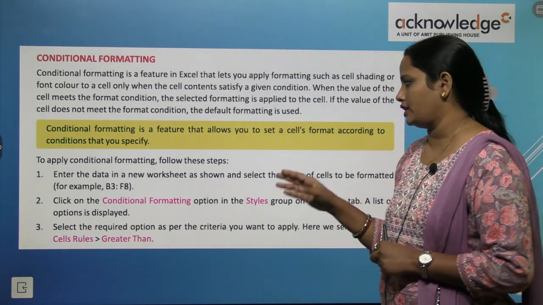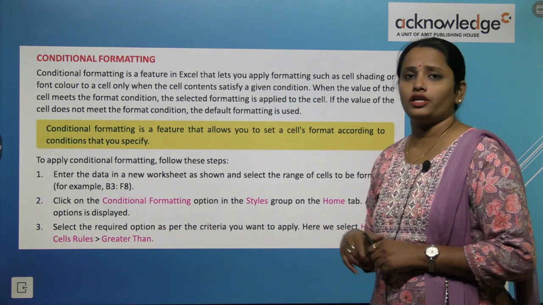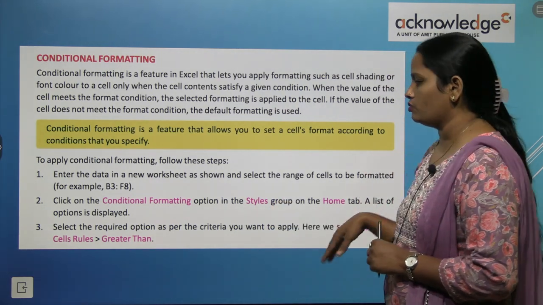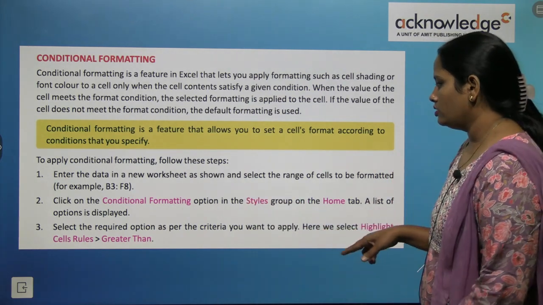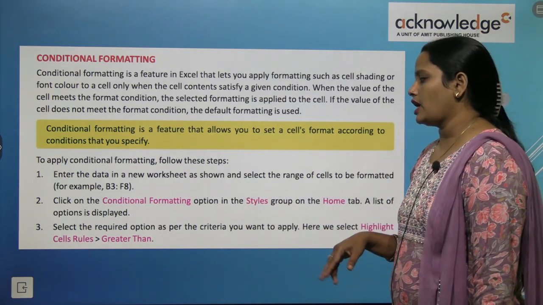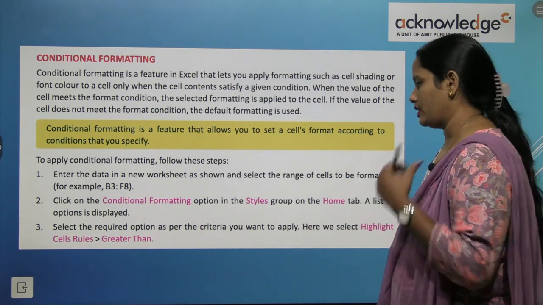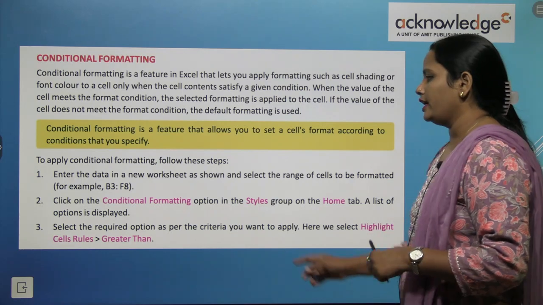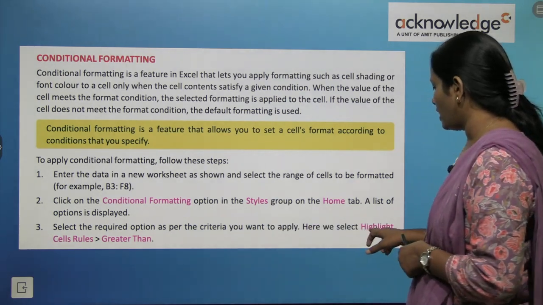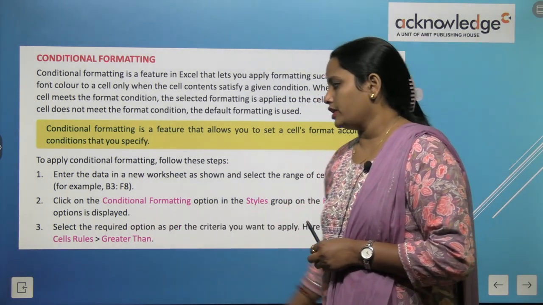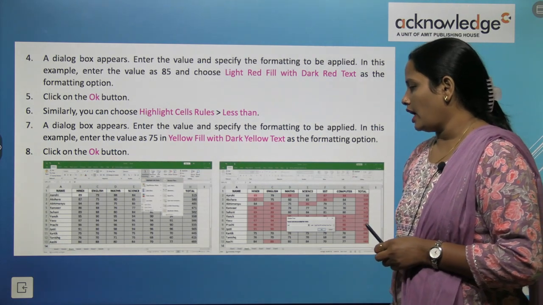First we have to enter the data as shown in the figure. Now we have to click on the conditional formatting option in the style group in the home tab, and a list will appear. Then we have to select the required option as per the criteria you want to apply. So whatever criteria we want, we can apply that. Here we select highlight cell rules, greater than. So when it is greater than, the cell will be highlighted.